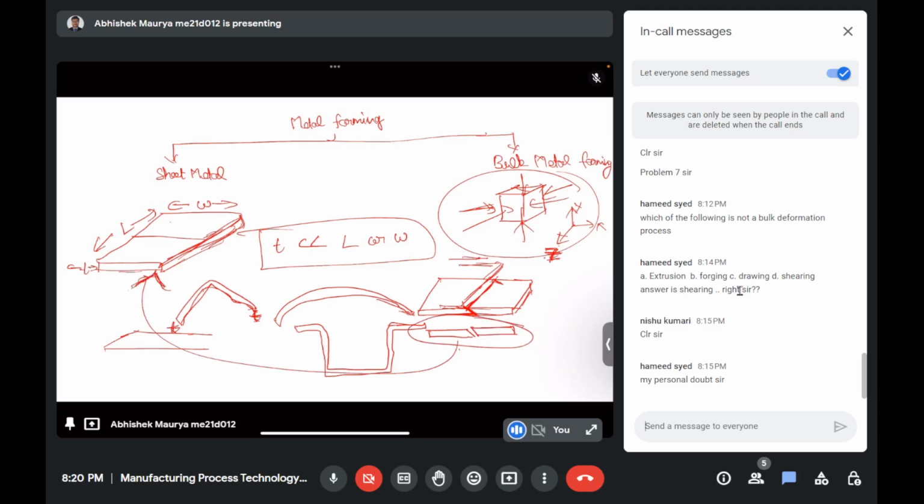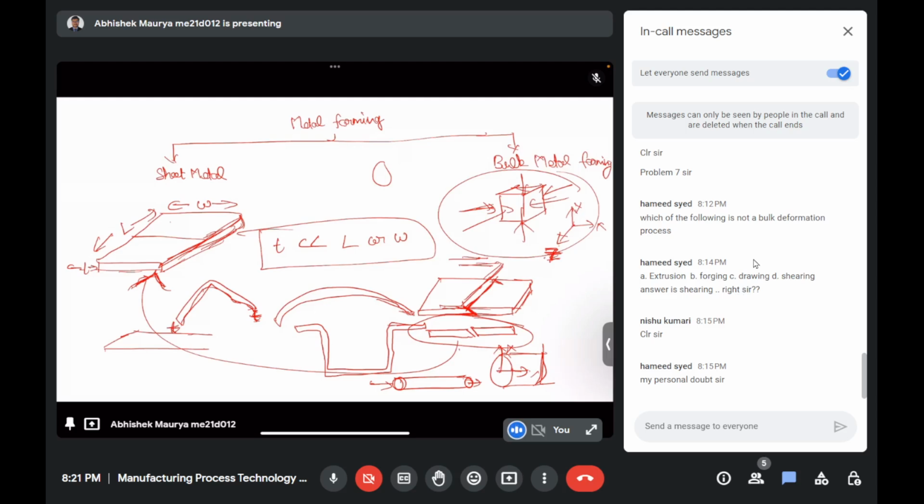Whereas if we talk about other processes like extrusion, we try to deform the bulk material. Basically if we have a big cylinder, we want to make a rod out of it. What we do, we put it inside the extrusion die and push it with the ram, and finally we get a rod with a smaller section. Here we have deformed the material from all sides. Its length has changed. If you see, it has been deformed in the x direction as well as in the y direction as well as in the z direction. So this is a bulk deformation process.